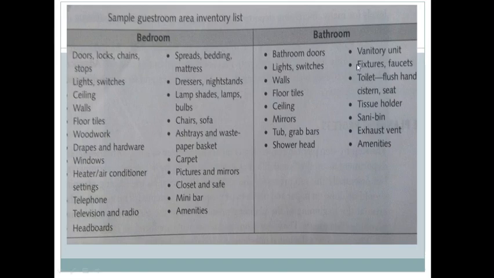Likewise in the bathroom: bathroom doors, light switches, walls, floor tiles, ceilings, mirrors, tub racks, shower head, sanitary unit, fixtures and faucets, toilet flush and seat, tissue holder, dustbin, exhaust fan, amenities. Likewise you have to make the inventory list that you will need for the smooth functioning of your housekeeping task. Without the list, there will be a big problem. In the planning process of the housekeeping department, the area inventory list plays a major role.